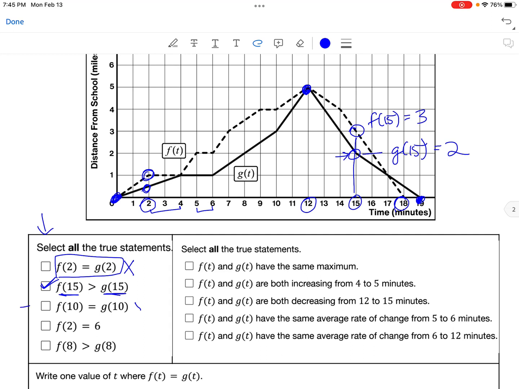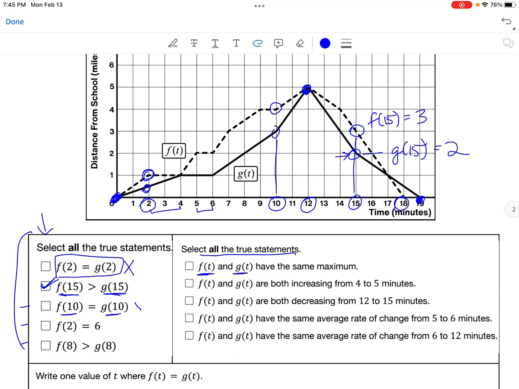So you're going to do these 3 yourself. So you're looking at f of 10 and g of 10. So at 10 minutes, are they equal? Are they the same distance from school? Is that true? I think there's just one more true statement in this section. And then another thing, all the true statements.